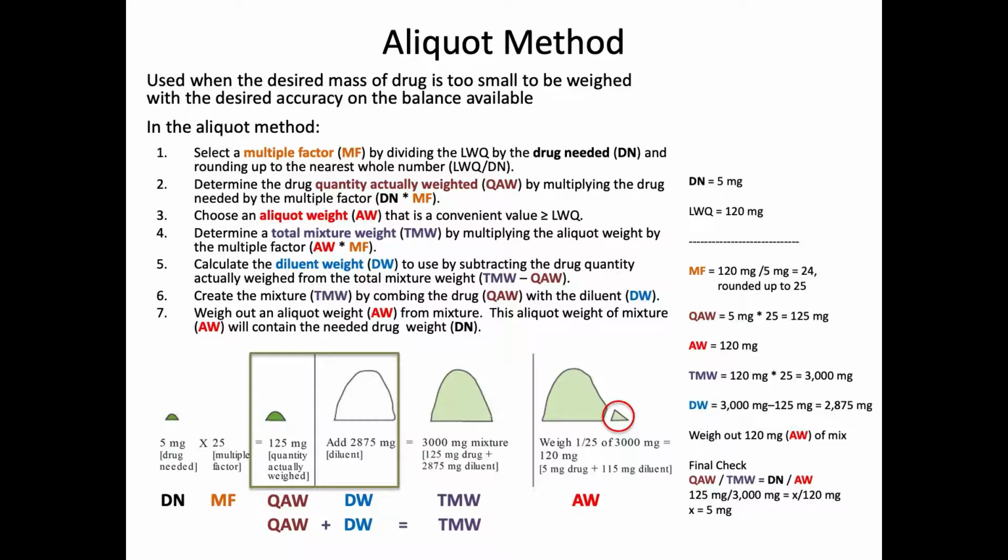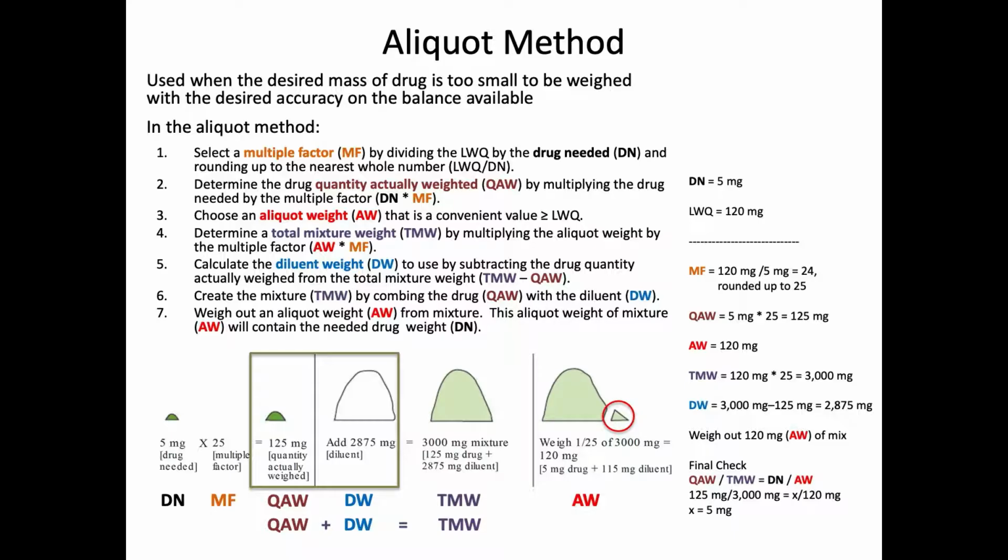It's magic. You should be saying, Larry, prove that. I don't believe you. I don't trust you. Prove it. Well, let's set up a proportion. The proportion we're going to set up is the quantity of drug we actually weighed over the total mixture weight. So we actually weighed 125 milligrams, and we set that over the total mixture weight of 3,000 milligrams, right?